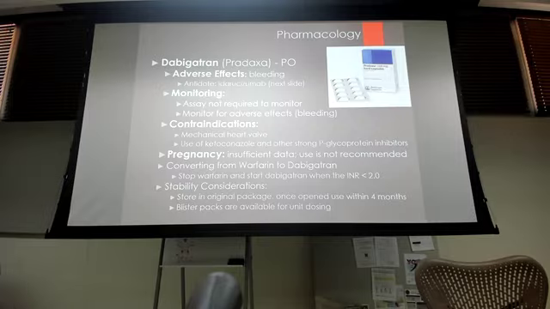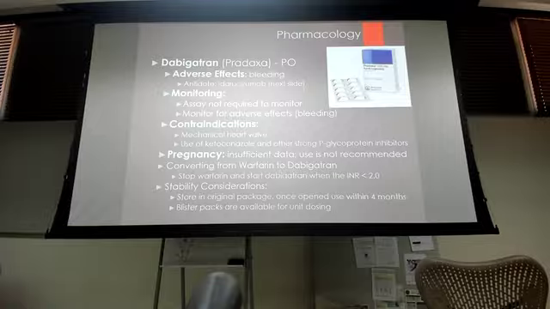Adverse effects: bleeding, dyspepsia, GI upset. This medication is PO, and you think of it as the only direct thrombin inhibitor that is PO, and because you're taking it orally, you can have GI side effects and dyspepsia. Don't use it in mechanical valves, because that's warfarin. Don't use it in severe renal failure, and we mentioned why.